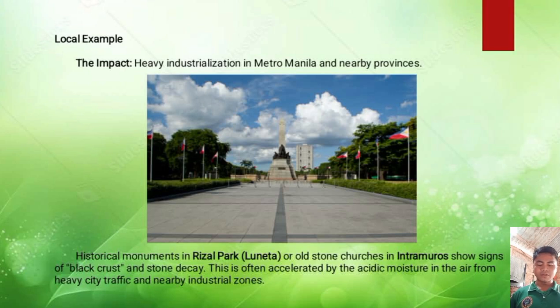Polluted acidic air causes black crust and erosion on stone surfaces, damaging historical sites and speeding up decay. Example, the Rizal Monument and San Agustin Church show visible damage from acid rain, requiring expensive restoration work to preserve them. And that's all. Thank you.